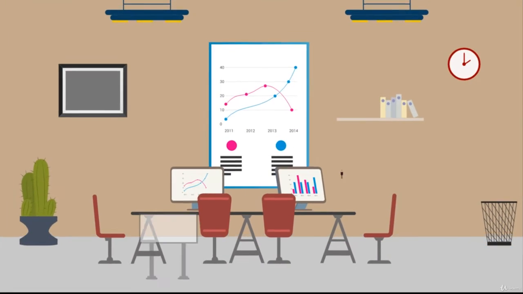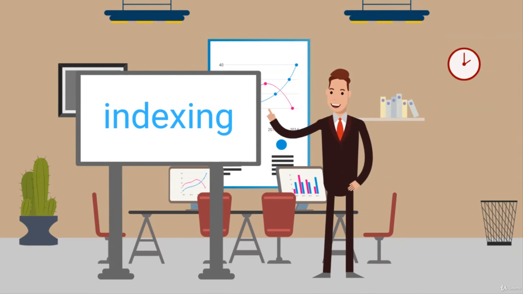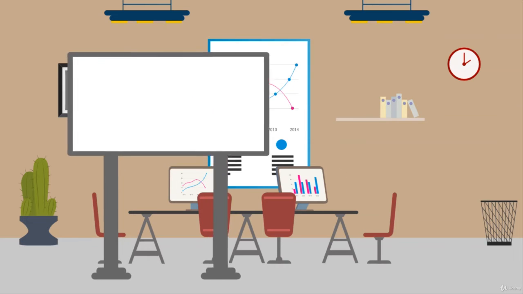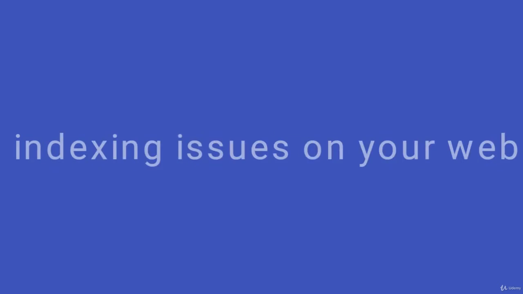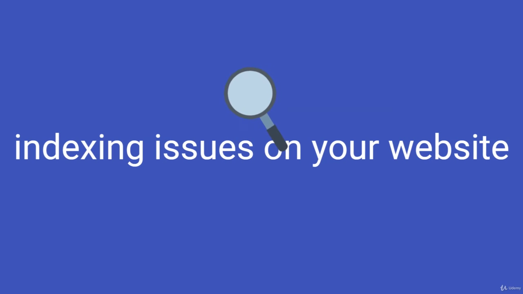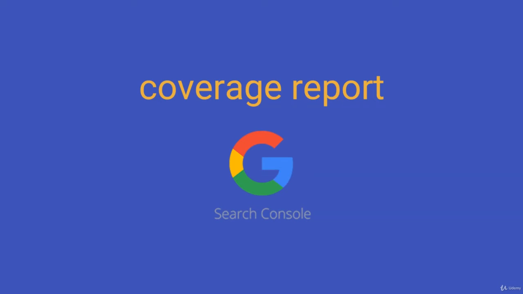Another thing is crawling, rendering, and indexing. You will get to know how to fix crawl errors and how to send search engine spiders to deep pages on your website. You have to first spot the indexing issues on your website. You can do it in 3 ways. First is the coverage report in Google Search Console. This report lets you know if Google is unable to fully index the pages which you want indexed.